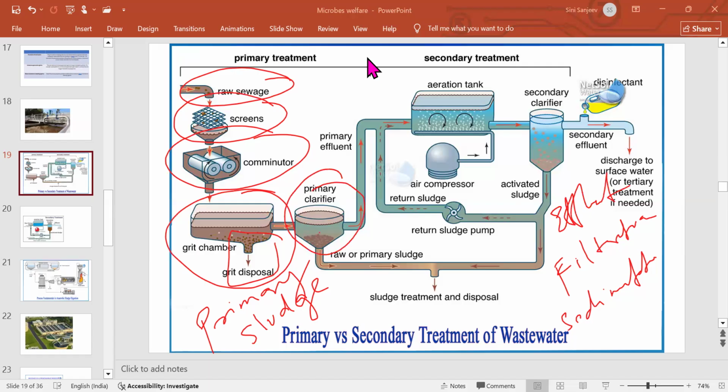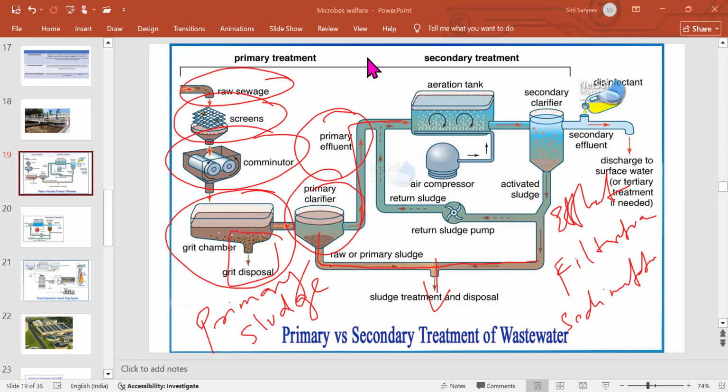As you can see, the raw primary sludge goes down over here and is disposed of, whereas the main thing, your primary effluent, goes towards the secondary treatment. Okay, so primary treatment is nothing but removing the physical impurities on the basis of density, that is sedimentation as well as filtration.